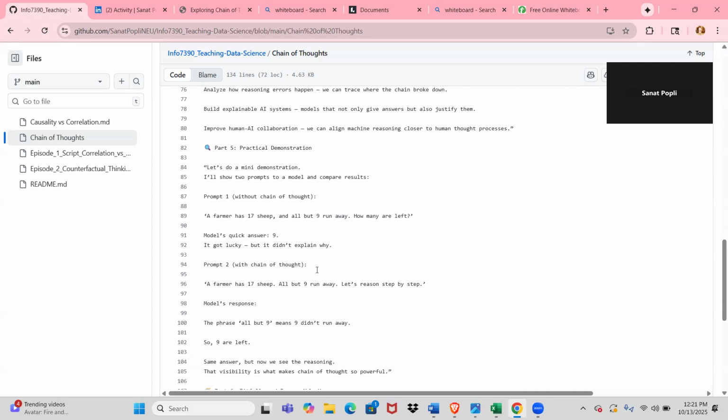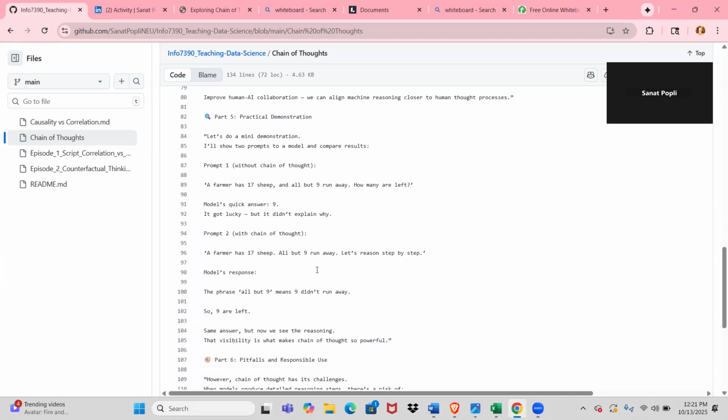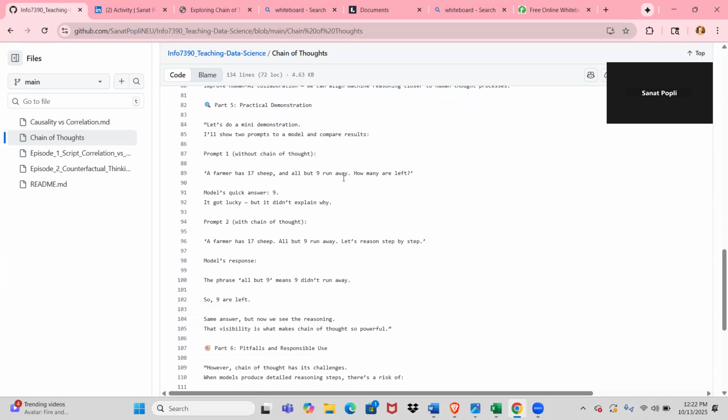Let's talk about a practical demonstration. Let's do a simple demonstration. I'll show you two prompts to a model and compare results. Without chain of thought: a farmer has 17 sheep and all but 9 run away. How many are left? The model quickly says 9. It got it quickly, but it didn't explain why.